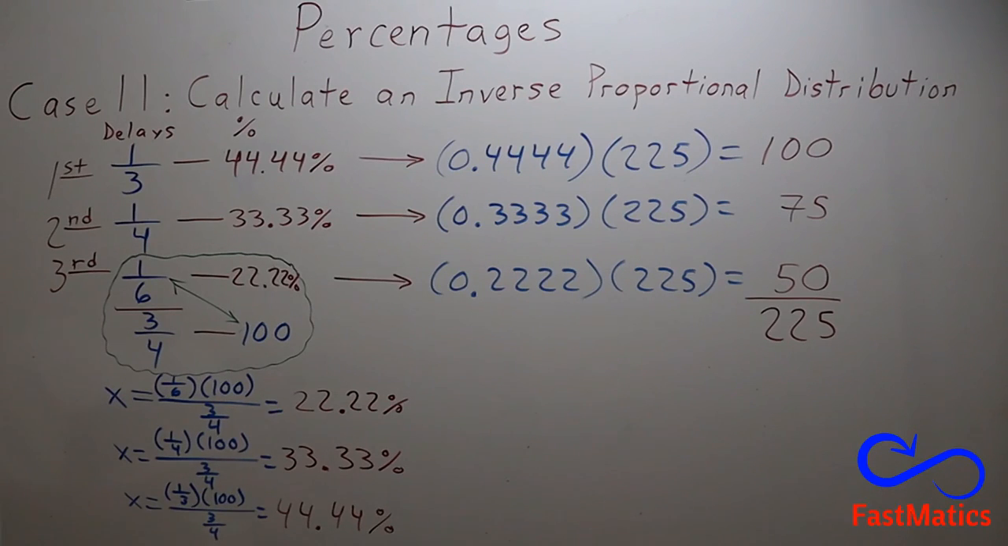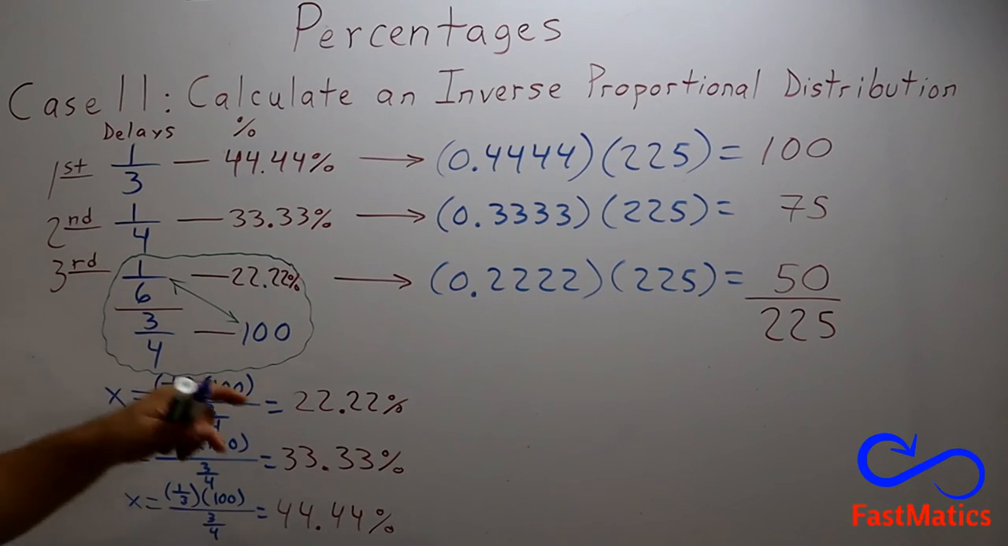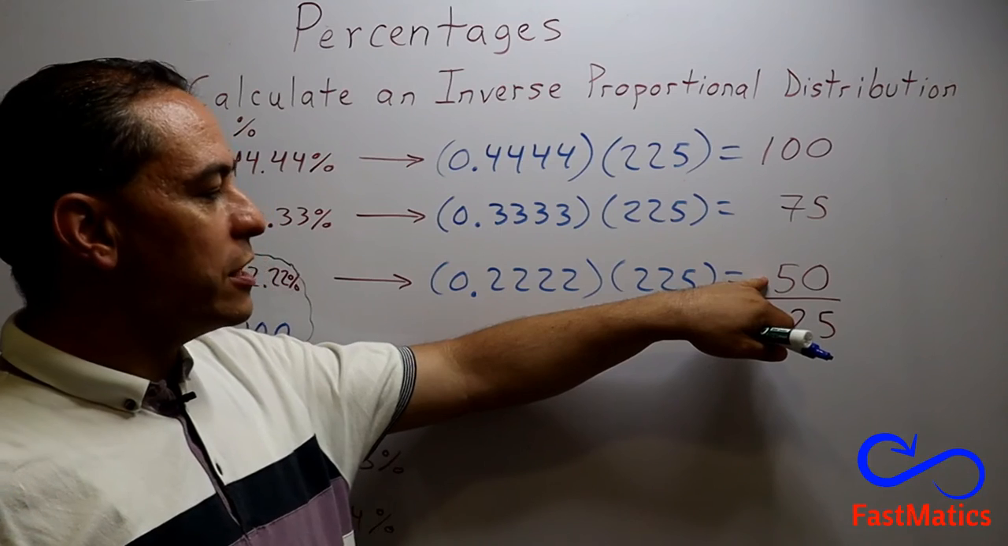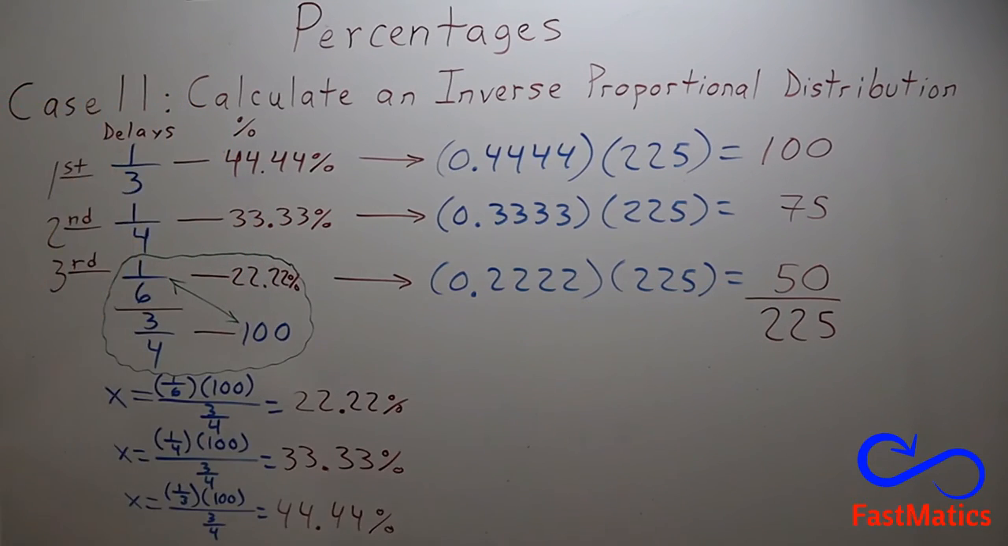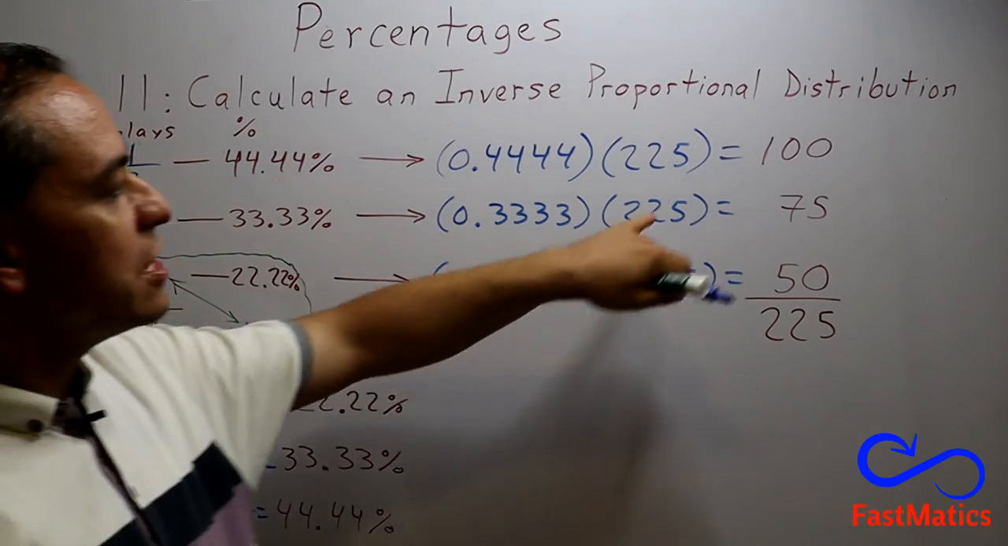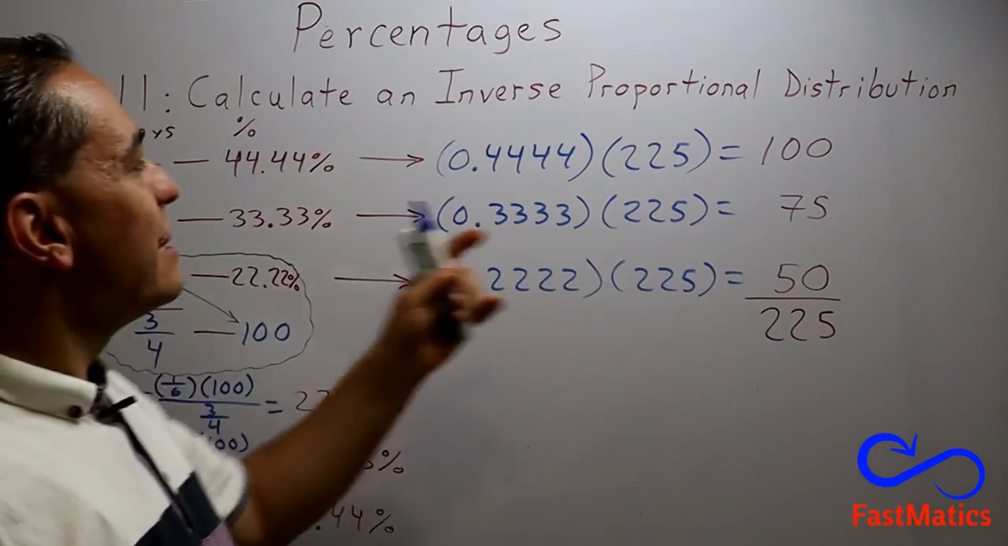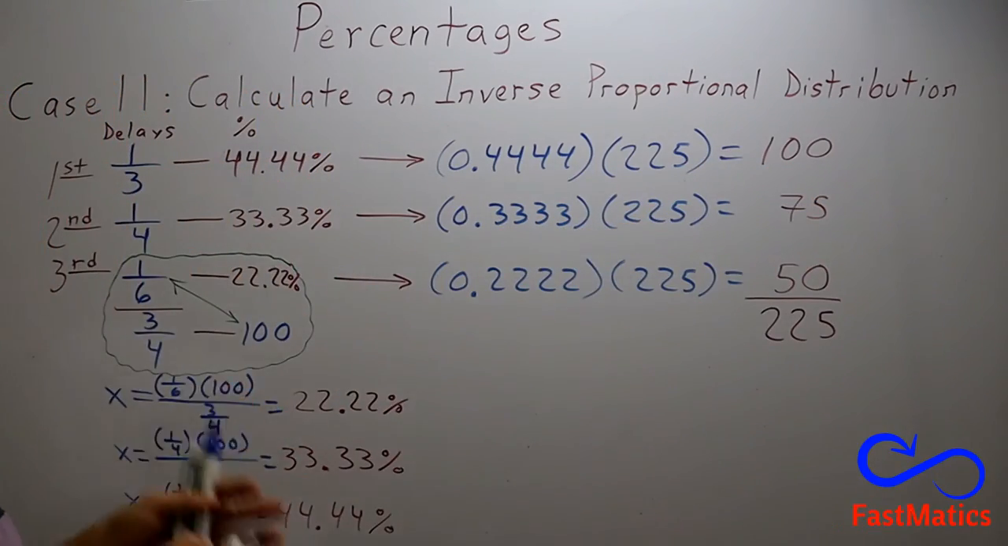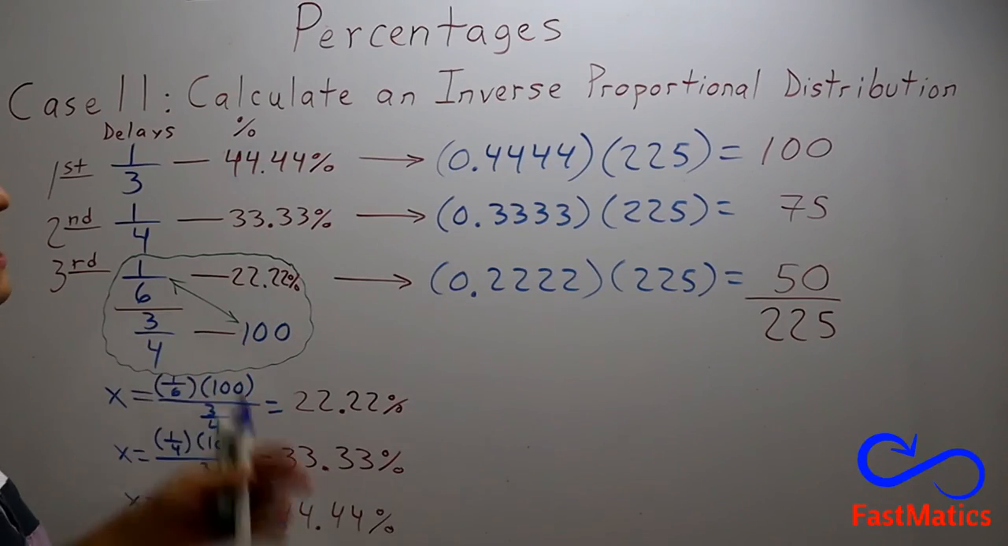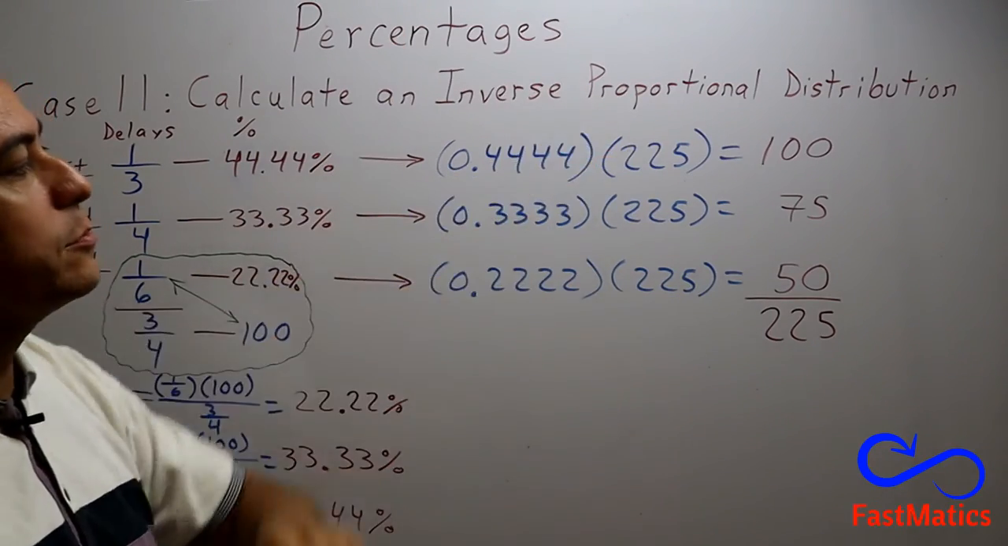And it is logic. If one employee had 6 delays, he receives less money. And if one employee had only 3 delays, he receives more money. That's why this subject is called inverse proportional distribution.